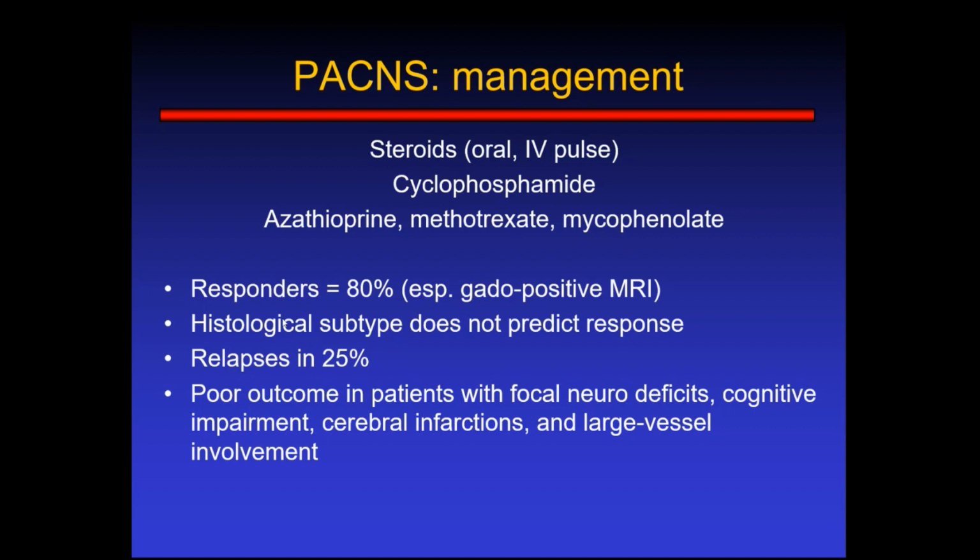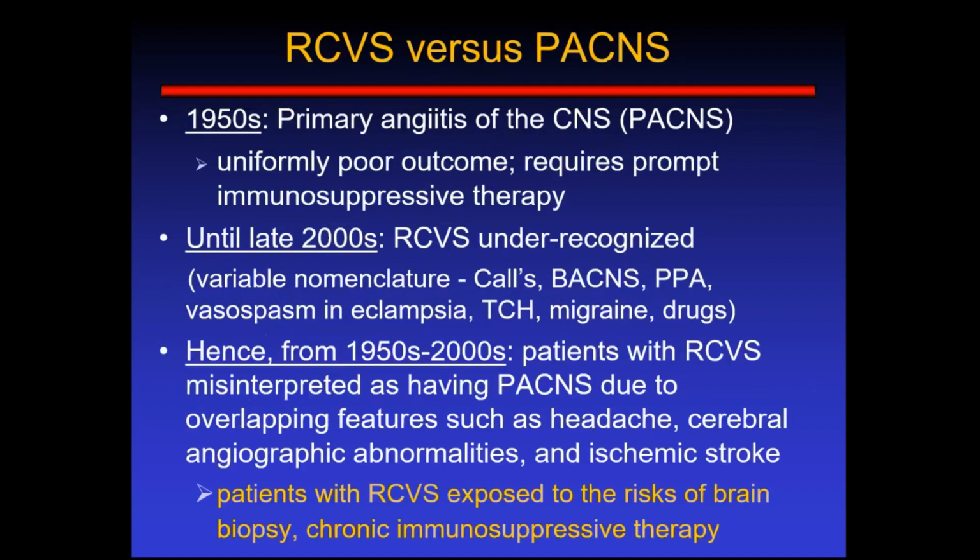Salvarani studies have found that people who have gadolinium enhancement on the MRI tend to respond better to this regimen. The histological subtype does not necessarily predict response, and relapses are much more common, especially in patients with focal deficits, cognitive impairment, encephalopathy, multiple infarcts to begin with. So it's a bad disease.